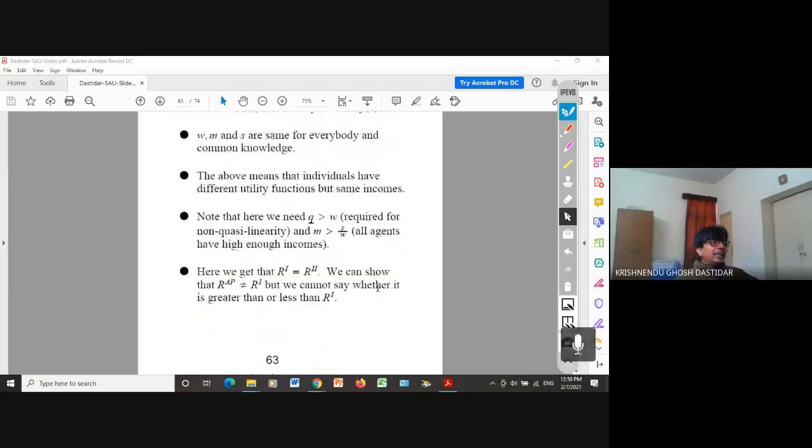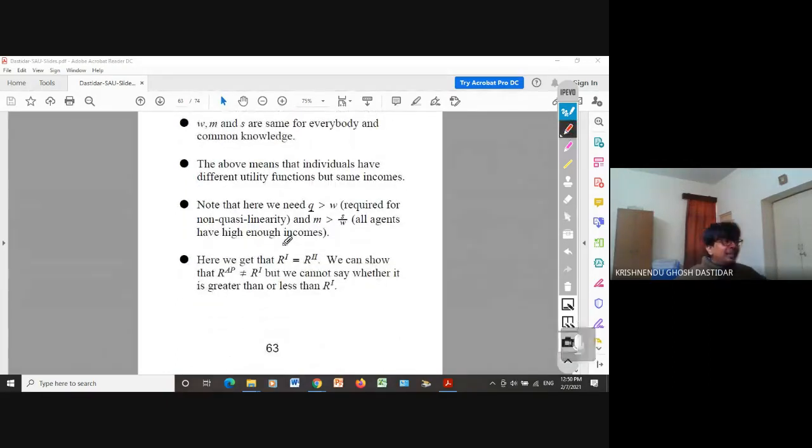Result is again partial revenue equivalence, in the sense that first price and second price auctions give you the same revenue. However, we can show that the all pay auction's expected revenue is different from R1 and R2, but you cannot say whether it is greater than or less than. At least I have not been able to theoretically compare this.